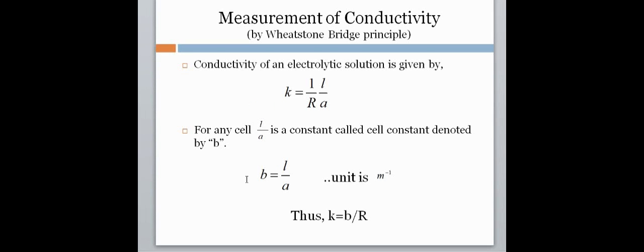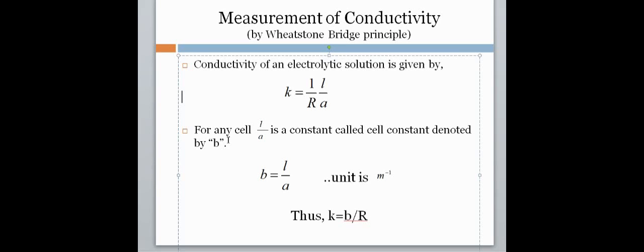Now how do we measure conductivity? In physics practicals you must have seen a Wheatstone bridge. A similar kind of setup is also used to find out conductivity. What we know about conductivity is that conductivity of an electrolytic solution is given by K is equal to 1 upon R into L upon A. Remember we had the equation K is equal to G into L upon A. Instead of G, can I put 1 upon R? Yes, I can, because conductance is equal to 1 upon resistance.